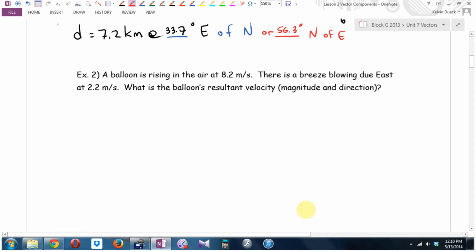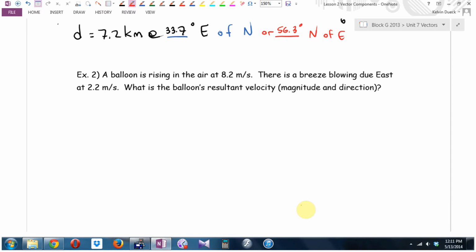Okay, let's see some applications. A balloon is rising in the air at 8.2 meters per second. There's a breeze blowing due east at 2.2. Hey, I've seen this happen before. What's the balloon's resultant velocity, magnitude, and direction?